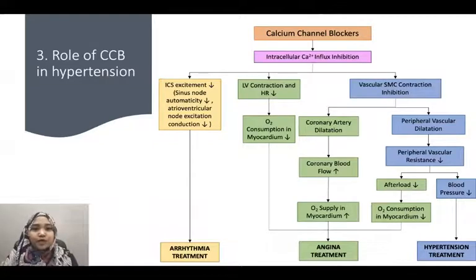So we will look at the vascular smooth muscle contraction inhibition activity, which is created by the calcium channel blockers. So this inhibition will cause dilatation of the peripheral vascular, which causes lower peripheral vascular resistance. So that will impact in reduction of blood pressure, as seen in the reduction in blood pressure of patients taking the calcium channel blockers.